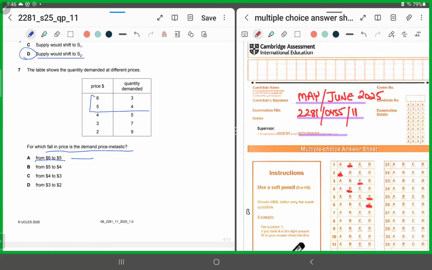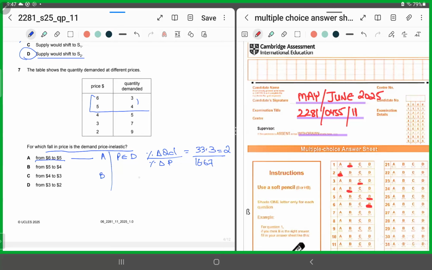So now if it's from 6 to 5, we know that in order to calculate PED, it has to be percentage change in quantity demanded upon percentage change in price, right? So the percentage change in quantity demanded, that would be 4 minus 3 upon 3, that's initial, into 100. So in the numerator, the percentage change in quantity demanded should be 33.3%. And the percentage change in price, which is 5 minus 6 upon 6, that's initial, into 100, would give you 16.67. So you would be getting a PED value of 2 for option A.